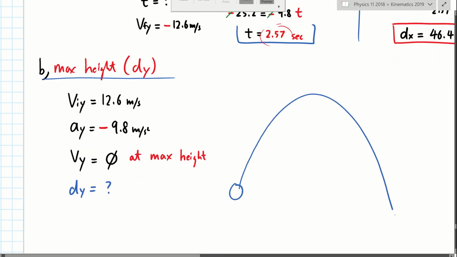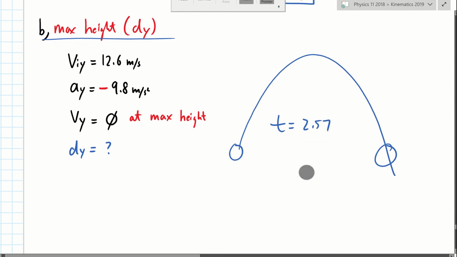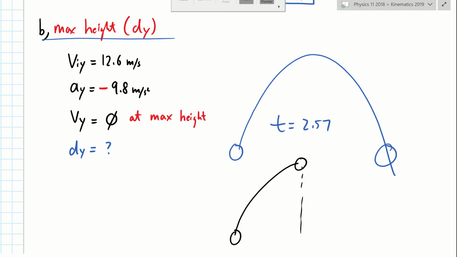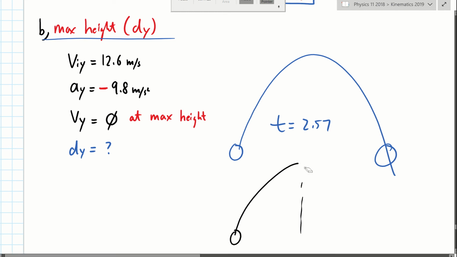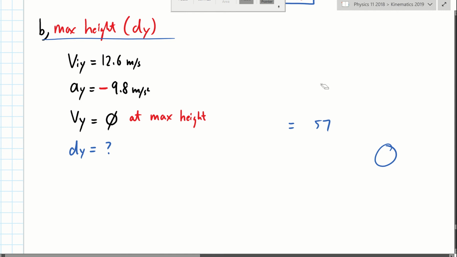This time that we just got is the time for this entire trip. But the maximum height is only from here to here. The maximum height does not take the entire 2.5 seconds to reach. Actually, to be honest with you, it takes exactly half the time to reach that. So 1.28 seconds approximately. But it's okay. Even if you don't use half the time, we can still get it though.